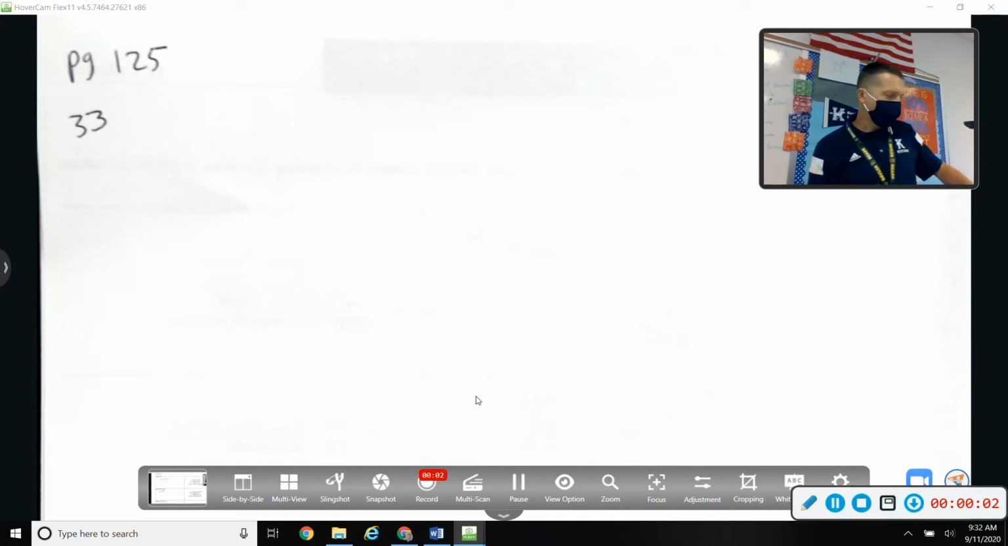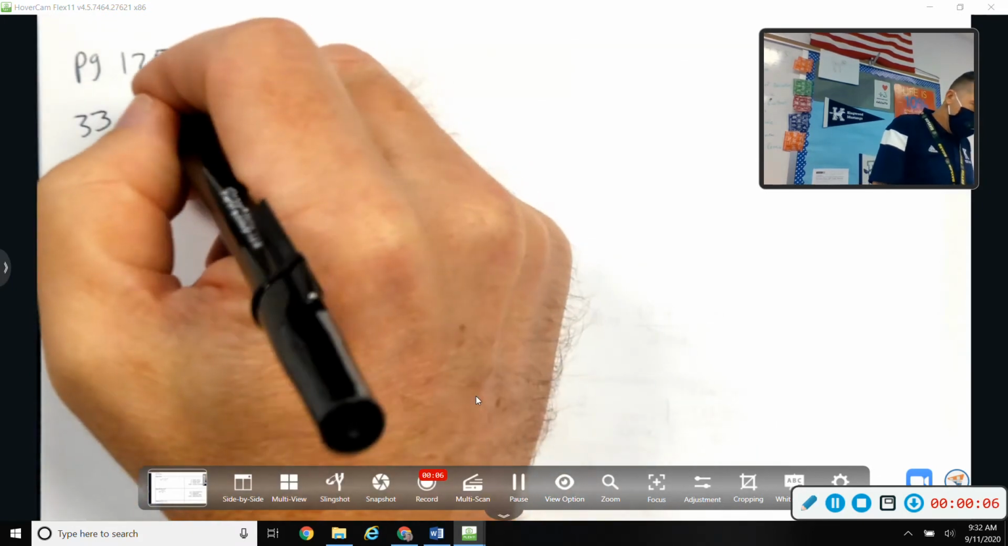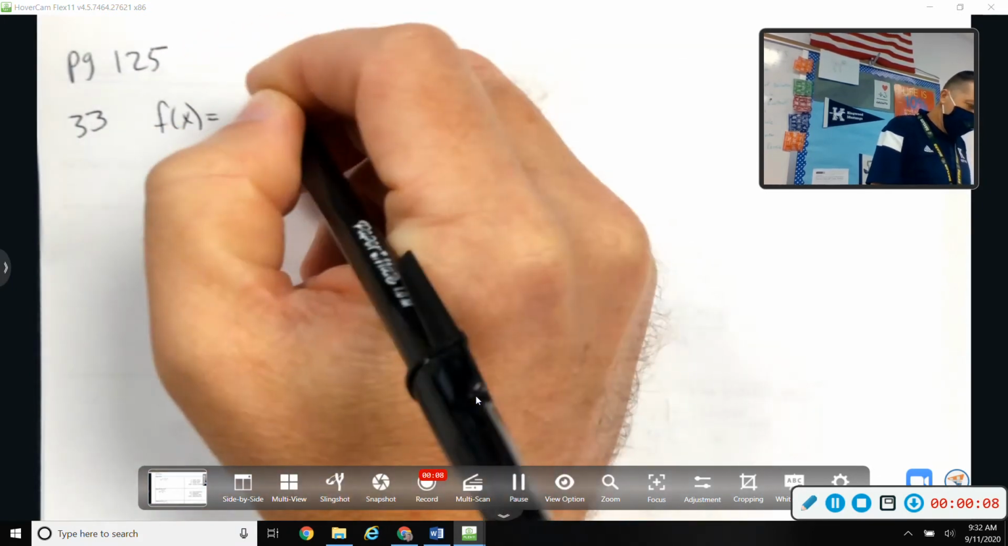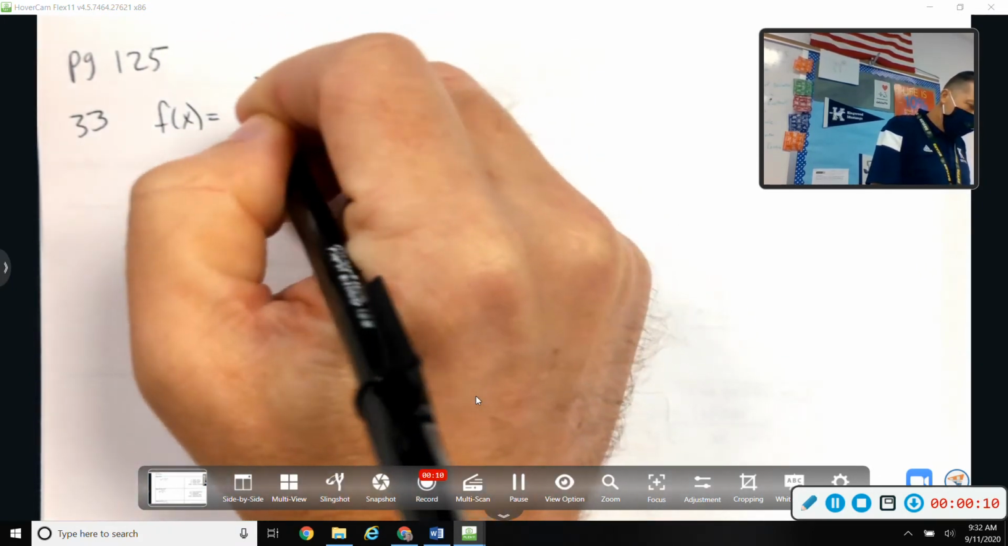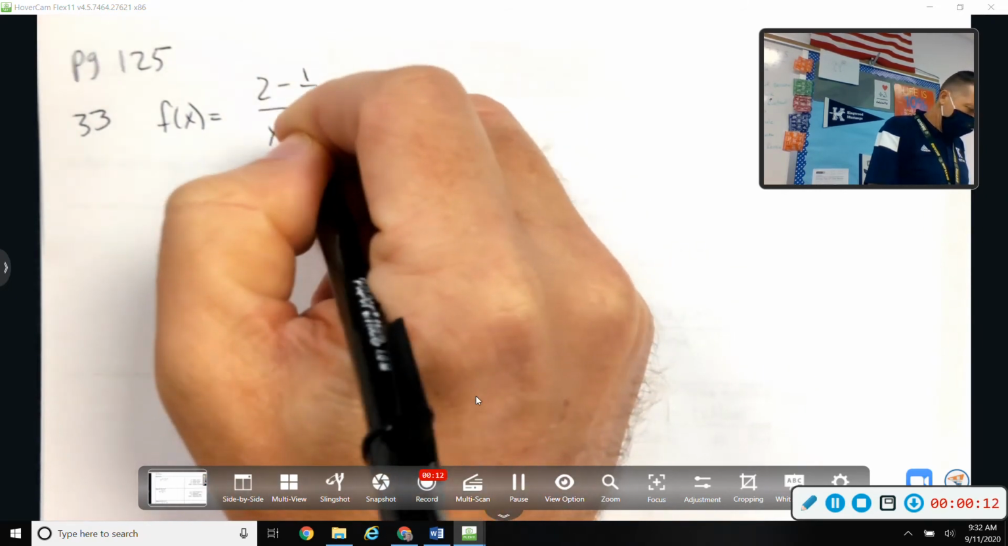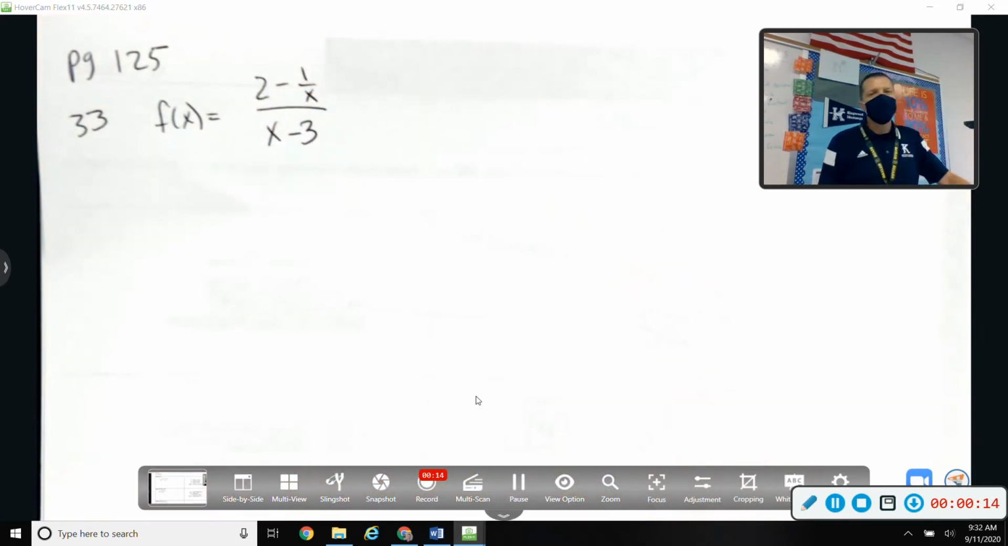All right, from yesterday's assignment, page 125, number 33. Did you try this one? And if so, what did you try? Well, I looked at Calc Chat and I tried to follow from there, but I just didn't really understand still.